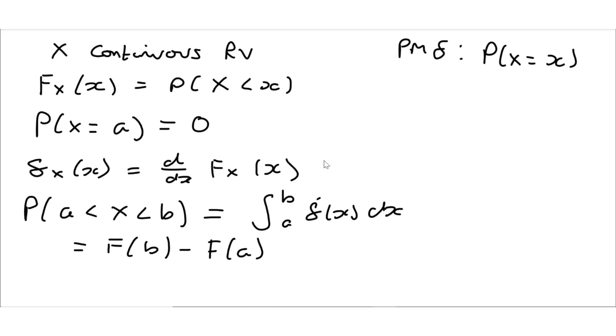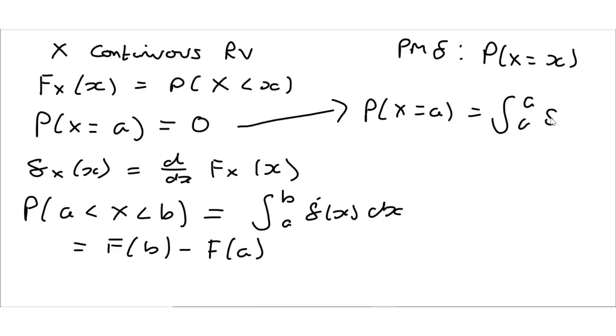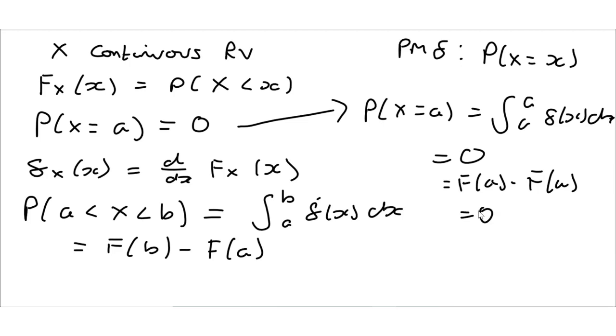And we can actually formalize this here, and we can say that the probability that X is equal to a is equal to the integral from a to a of f of x dx, and if both limits are the same, it's equal to 0, or the other way of thinking of this is F of a minus F of a equals 0. But yeah, just to formalise that idea. Okay, so hopefully that's simple enough.